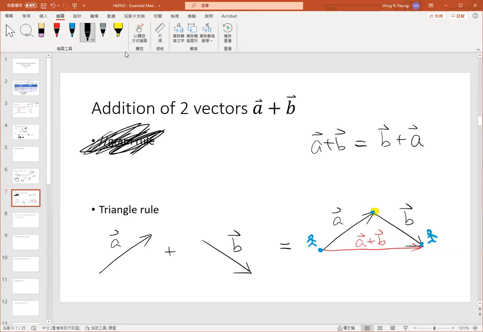So who would like to try to do this one? Hello, hello. Who would like to try to show that A plus B equals B plus A? June will try to draw it and then show that A plus B equals B plus A.